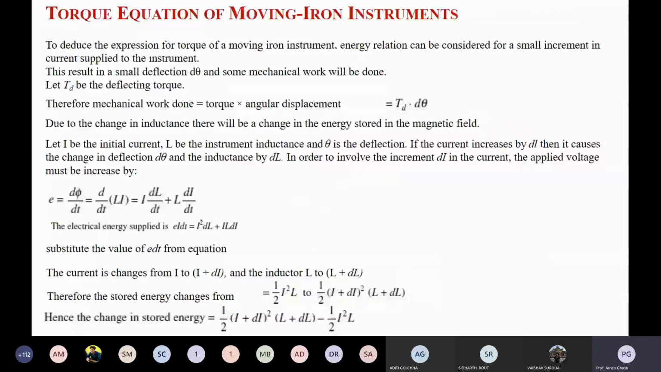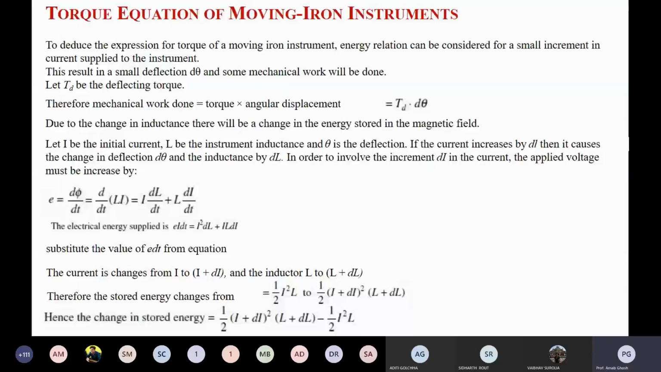Okay, so the torque equation of the moving iron instrument is very important. Due to the current flowing through the coil, what happens? It causes a change of the magnetic field, so that may cause deflection or attraction of your moving iron. It is also responsible for small deflections, that means d theta, with some mechanical work to be done. Because in the moving iron instrument, the energy relations can be considered for a small increment in the current supply to the instrument.